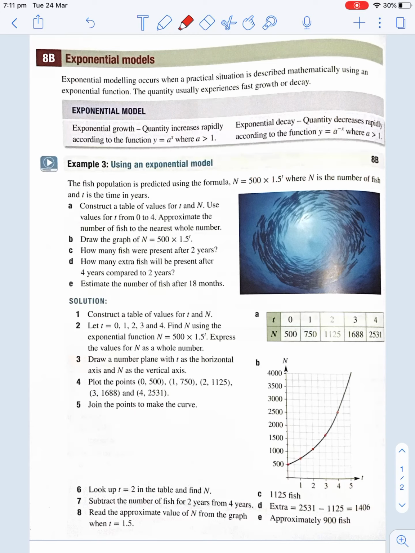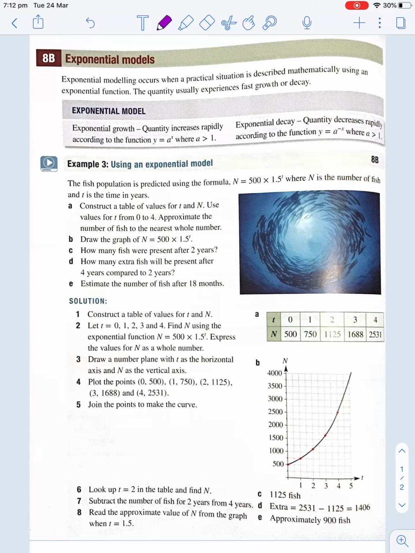Okay, so let's see how we go. This n represents the number of fish and t represents time. First up, they want you to construct a table of values for t and n. Consider your n is like your y and your t is like your x. They make this table of values here, from t values of 0 to 4. So you can see 0, 1, 2, 3, 4. That's done correctly for you.